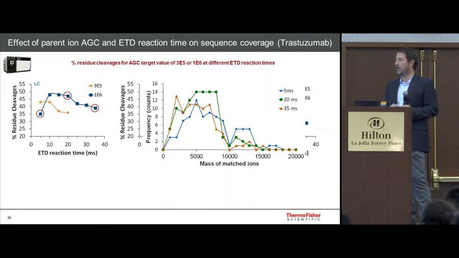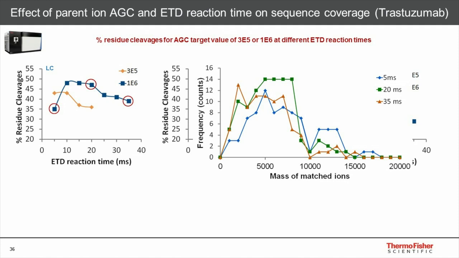So what does it mean? If you look at the light chain, Fc and Fd, in blue is the 1E6, what you can get with the Lumos, and in yellow is what you could get with the Fusion. You get already very nice cleavages with the Fusion, but with the Lumos, you get higher sequence coverage, and you get it at different reaction times, which sometimes could be useful.